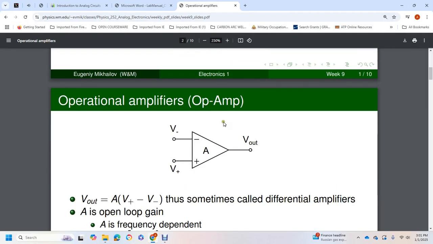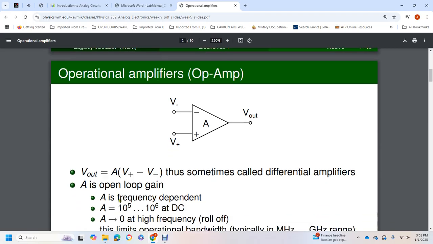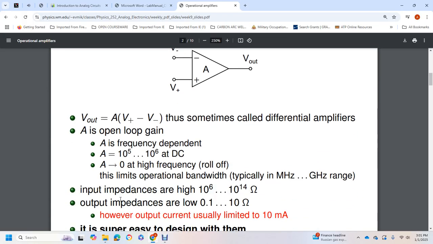Operational amplifiers. Voltage out equals A times (V plus minus V minus). This is sometimes called the differential amplifier. A is the open loop gain. A is frequency dependent. A is 10^5 to 10^6 at DC. A results in zero at high frequency, a roll-off limited by the operational bandwidth, typically in the megahertz or gigahertz range.